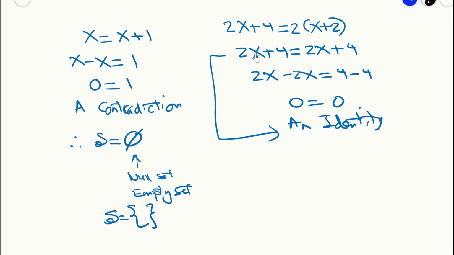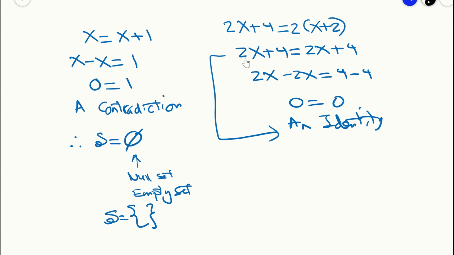If I plug in 0 here, I'm going to get 2 times 0 plus 4, which is 4. And of course, I'm going to get the same thing here, 2 times 0 plus 4, which is 4. If I plug in 1, I get 2 times 1 plus 4, which is 6. And of course, I get the same thing here. So you get the idea.